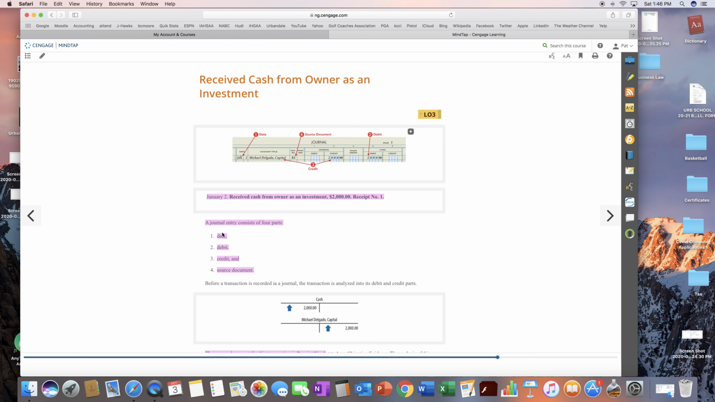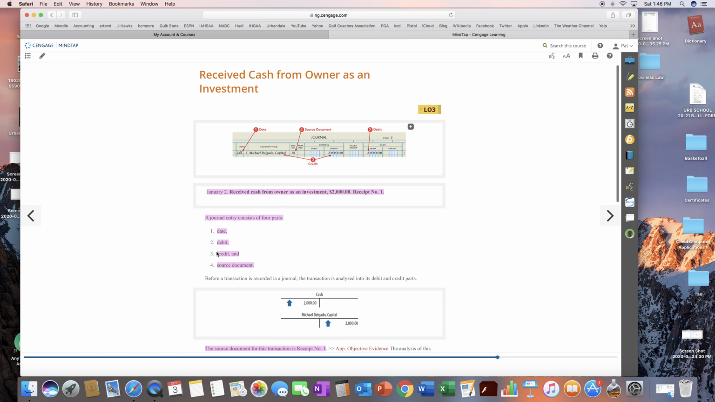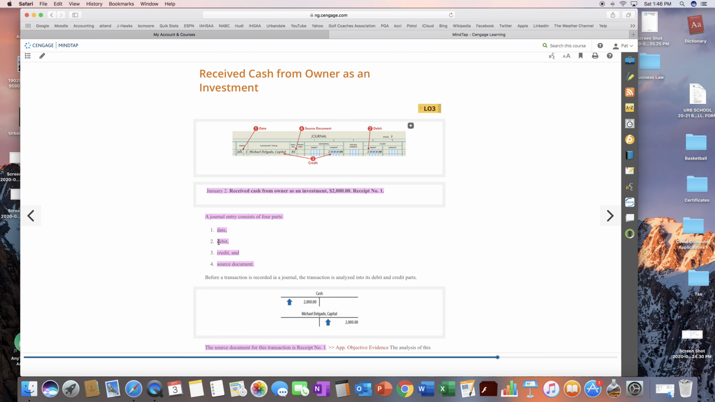These are the 4 parts of a journal entry. You need to know the date, which is here, the debit or credit. So we list debit first, so we know Michael Delgado. It says receive cash from the owner's investment, so we know we're debiting cash. Michael Delgado is the owner of this company, so it says receive cash from the owner. We know it's Michael Delgado, Capital.